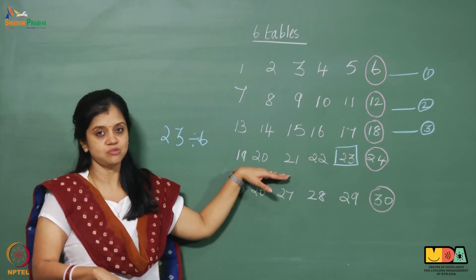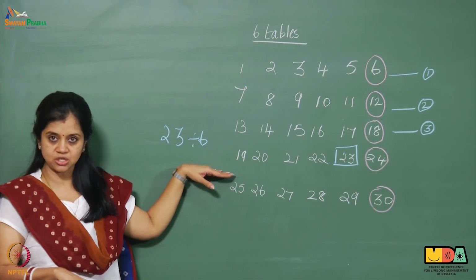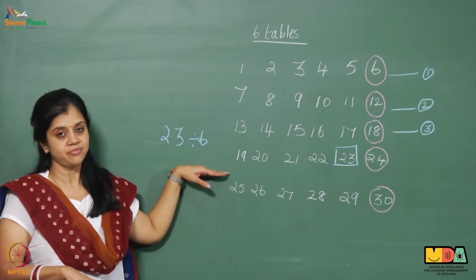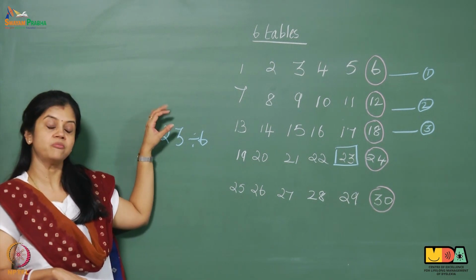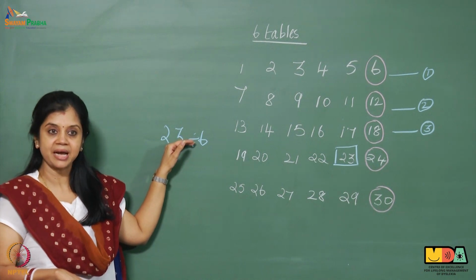So, using this block will help the child to understand the concept of division to start with, and hence they understand the word 'of', and they understand what is meant by quotient and what is meant by remainder.